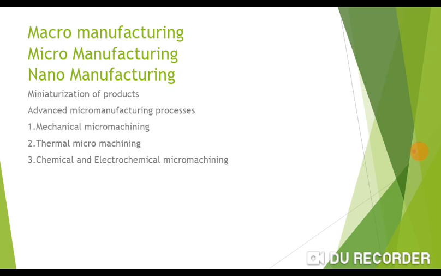The example of this mechanical micromachining is diamond turning machining. For thermal micromachining, ion beam machining, electron beam micromachining, and laser beam micromachining are considered. And for chemical and electrochemical micromachining, there is one process, that is photochemical micromachining. So these are some of the few micromachining processes used in industry.